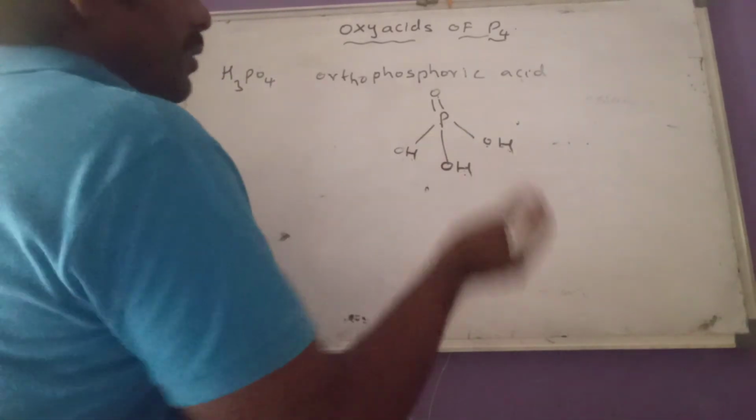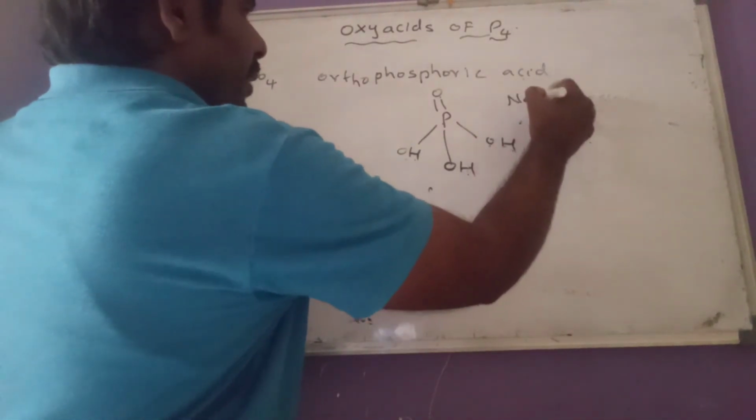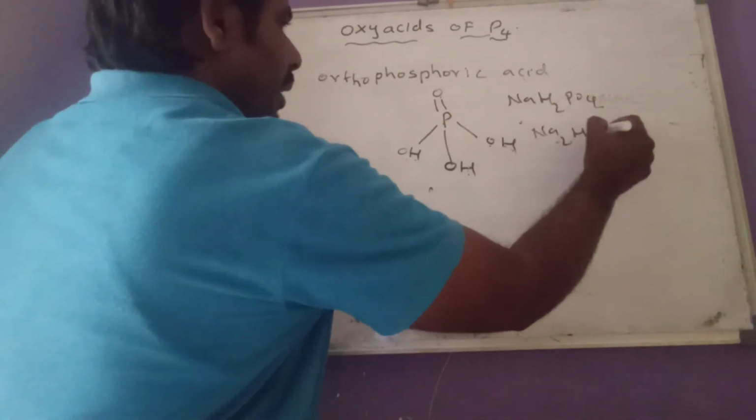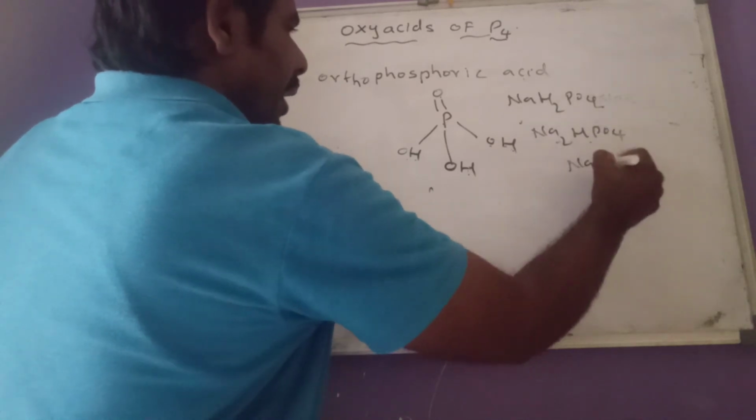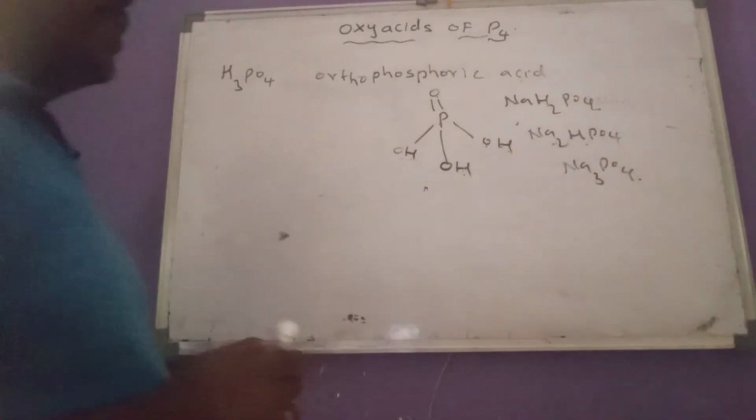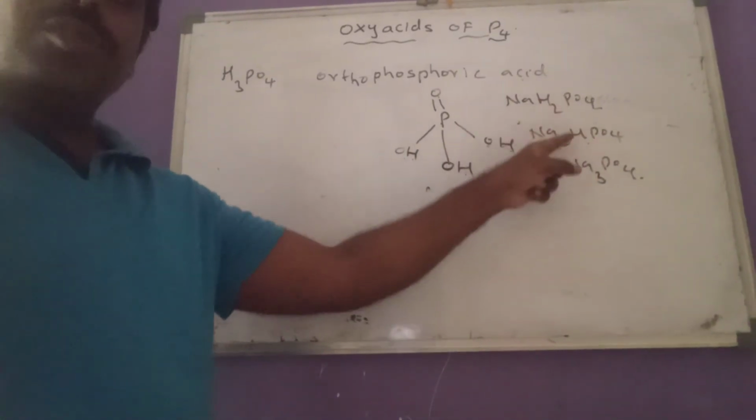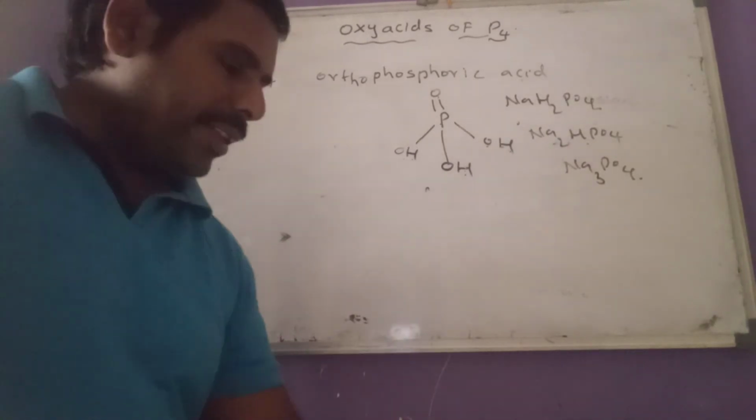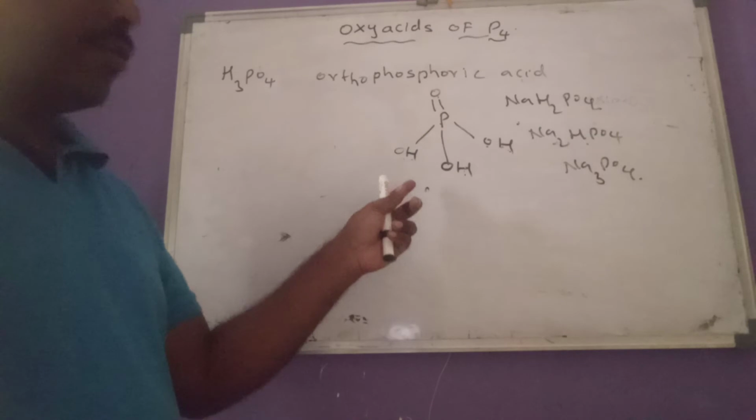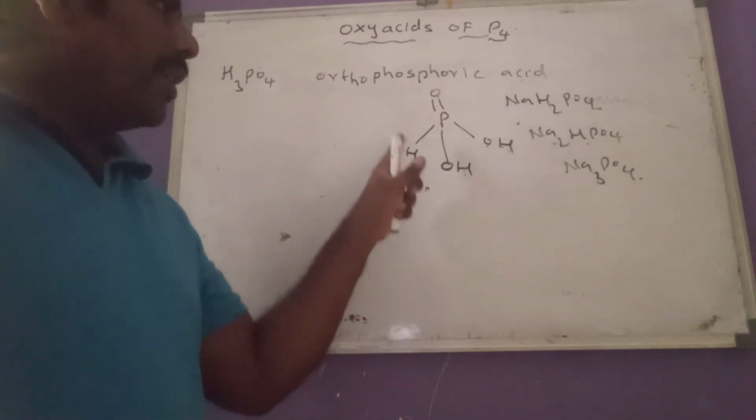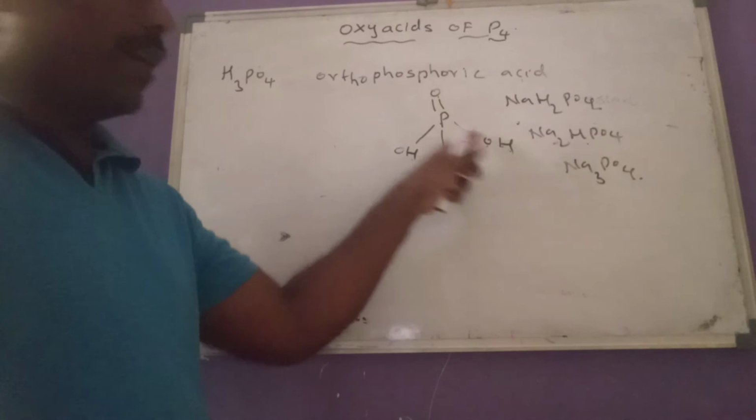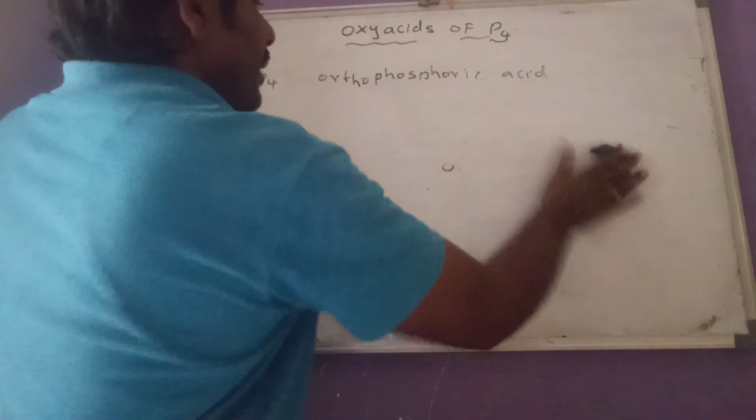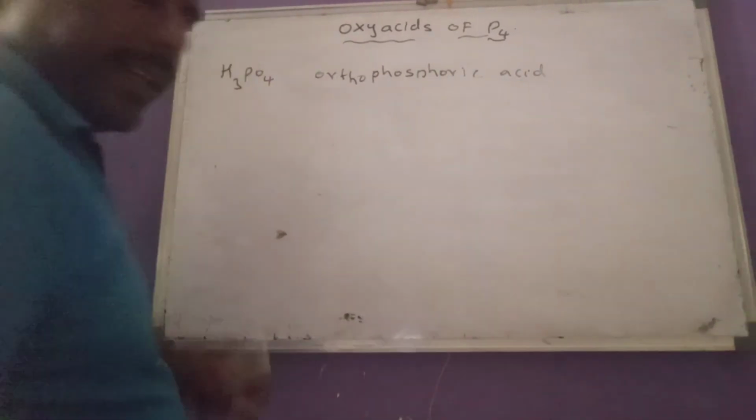So what are the salts? See here, first one NaH2PO4, second one Na2HPO4, third one Na3PO4. Among the 3 salts, the first 2 salts are acidic and the third salt is neutral. And it cannot act as a reducing agent because no hydrogens are directly bonded to phosphorus. Okay, then after this, the next acid is pyrophosphoric acid.